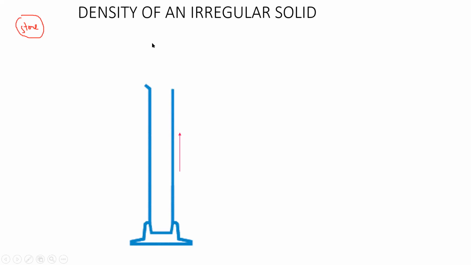Now, how to work out the density of an irregular solid. An irregular solid means a solid which does not have a regular shape. For example, if I say find the density of a stone, we can find the mass of this stone by placing it on the balance. But how to get the volume? For volume, we'll use a displacement method.